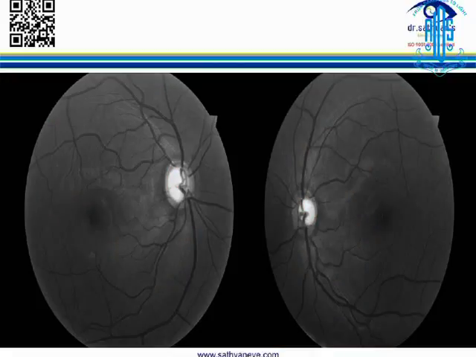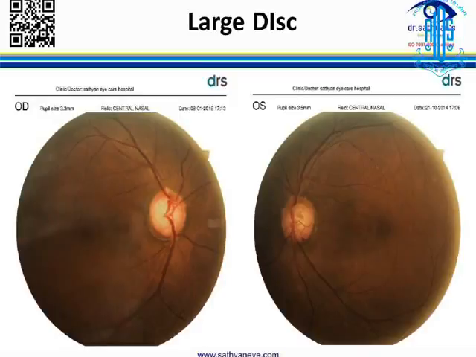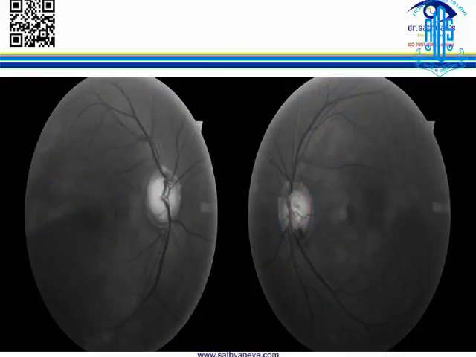You can see that RNFL loss on the right side, and you can see this is a little large disc, and the cupping is also large. And you can see in the left eye the hemorrhage here, and then just correlate that. You can see a beautiful hemorrhage and then associated RNFL loss.